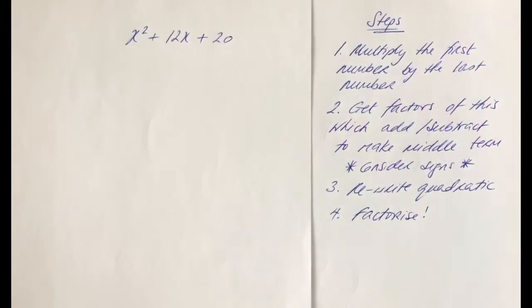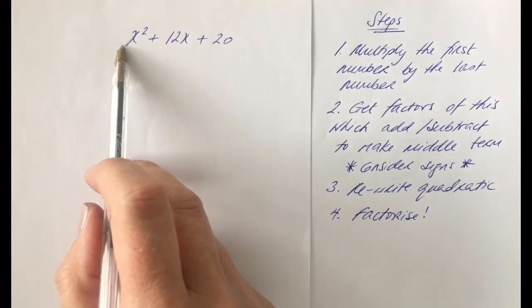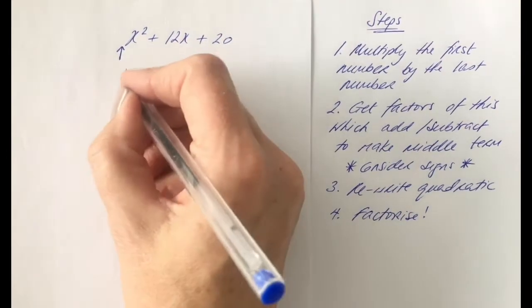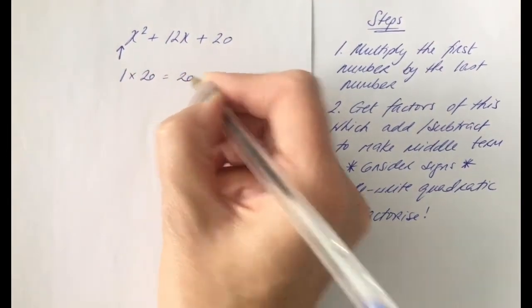Okay, so let's try this one with the steps. So the first step is to multiply the first number by the last number. And again, the first number is the coefficient of x squared. So in this case, it's a 1 again, and the last number is 20. So 1 times 20 is 20.